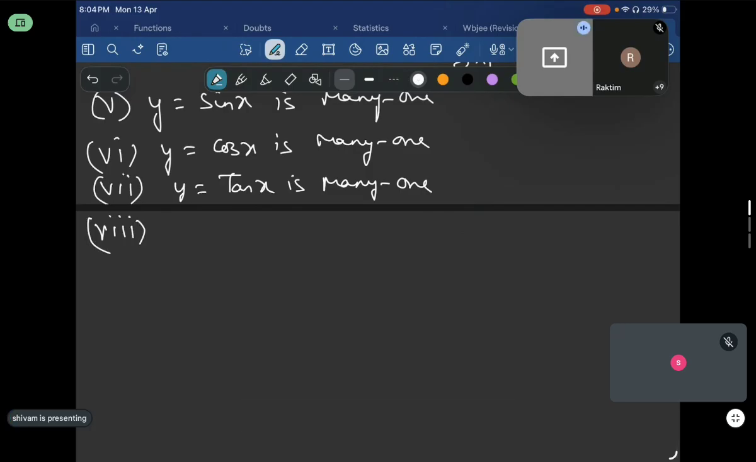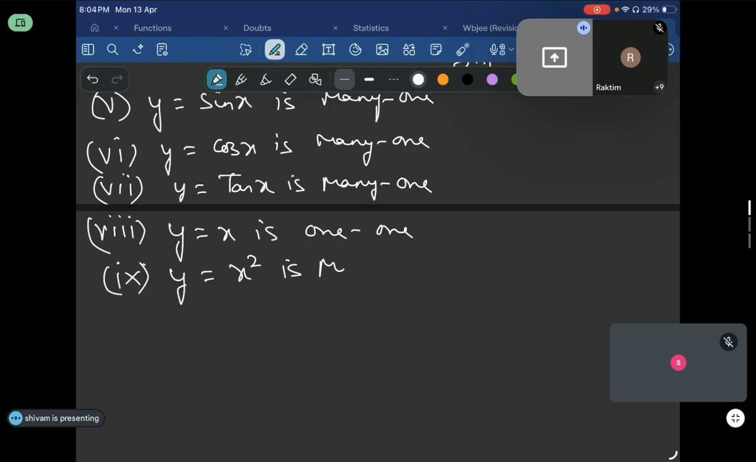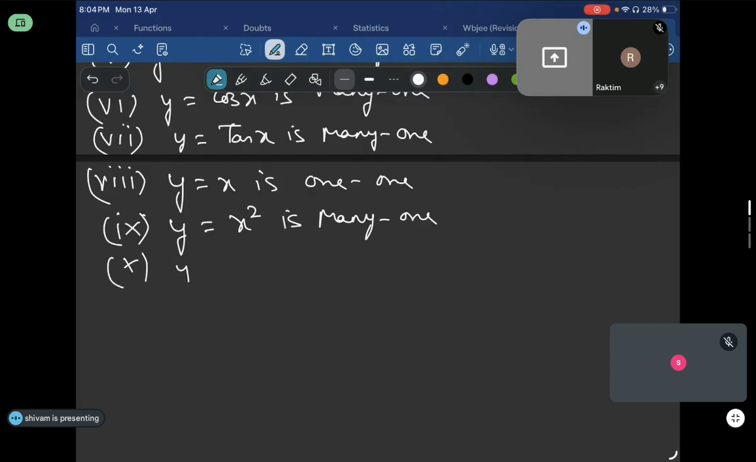Number 8. y equal to x is also one-one. Okay. Number 9. y equal to x square is many-one. Number 10. y is equal to x cubed is one-one.